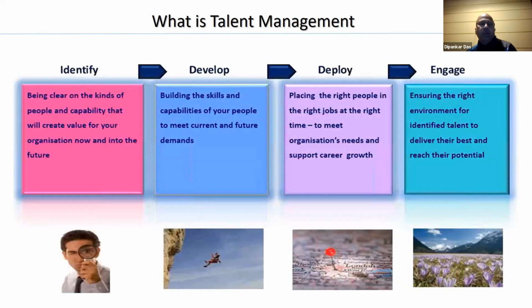And here OD has some of the practices which help you, but talent management is not OD. OD is an enabler for talent management, but it's not the entire range of talent management activities that we will be talking about. OD is definitely an enabler, but neither is OD a subset of TM, nor is TM a subset of OD. Got it. Thank you. Sure.